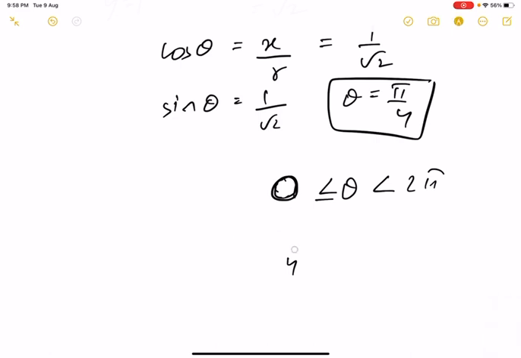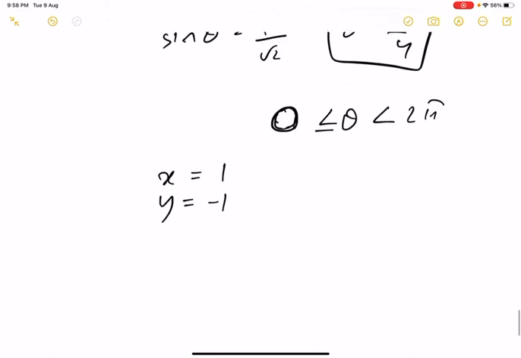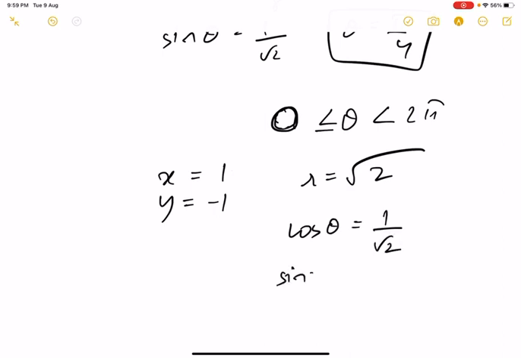So you can have situations like that. For example, you are having x is equal to, let's say, 1, and let's say y is equal to minus 1. Now what can you do in this situation? In this situation, you are having r again. Your r again will be square root of x square plus y square. So this will again be root 2. But what will be your cos theta and sin theta? Your cos theta will be 1 by root 2, but your sin theta will be negative 1 by root 2.